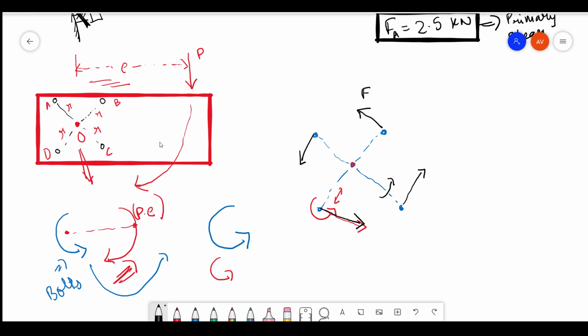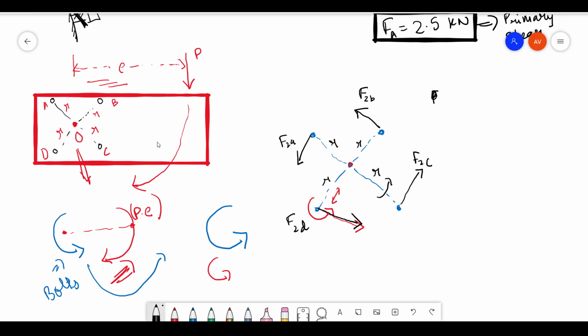So let me put F2B, F2A, F2D, F2C. Now since the radius is the same for all the cases here, what we can do is take net moment equal to 0, right?